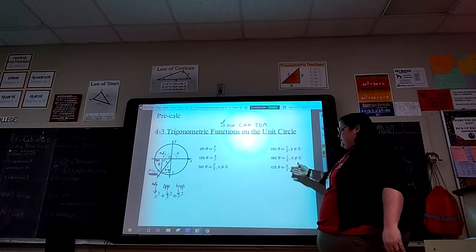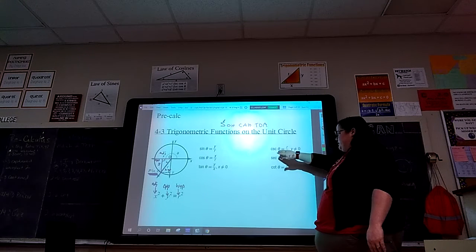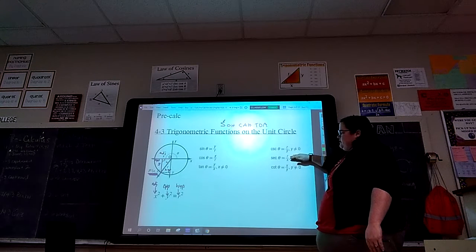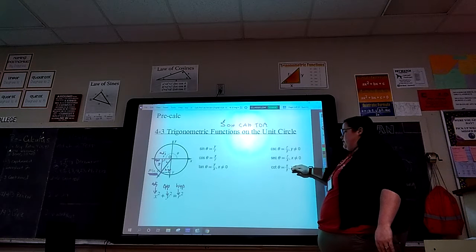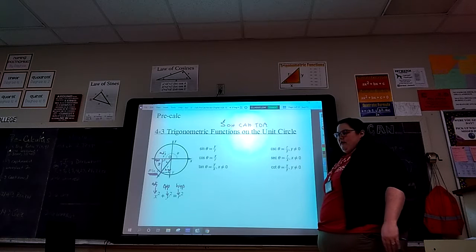And then these three are still the reciprocals of it. So sine's reciprocal is still the cosecant, so it's radius over the y value. Cosine's reciprocal is still secant, so it's radius over the x value. Cotangent is still the reciprocal of tangent, so it's x value over y value.